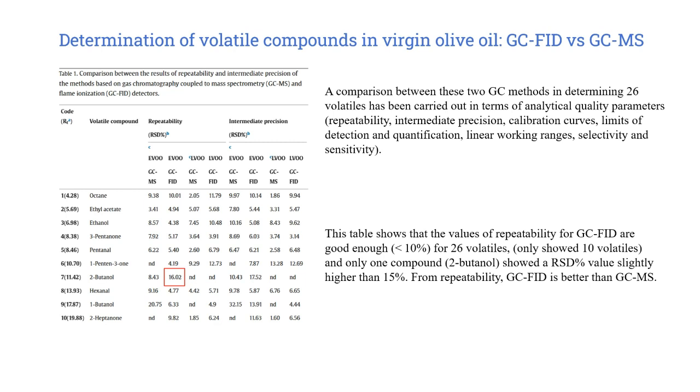selectivity and sensitivity. The table shows that the values of repeatability of GC-FID are good enough. For 26 volatiles, it only shows 10 volatiles, and only one compound showed an RSD percent value slightly higher than 15%. From repeatability, GC-FID is better than GC-MS.